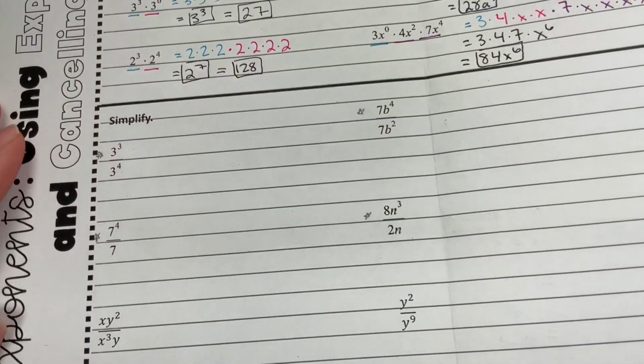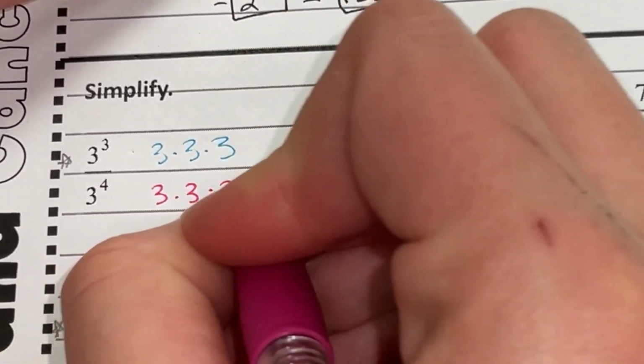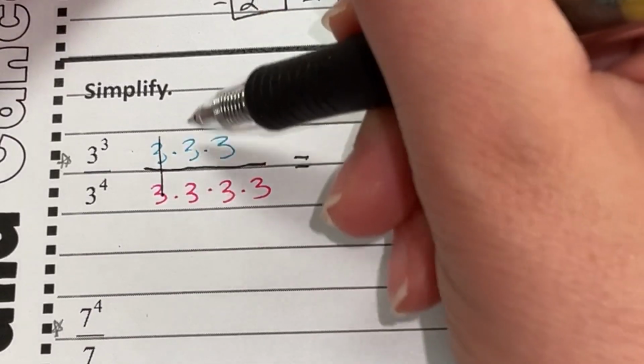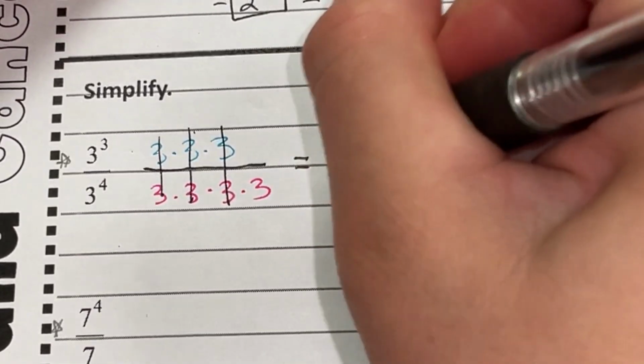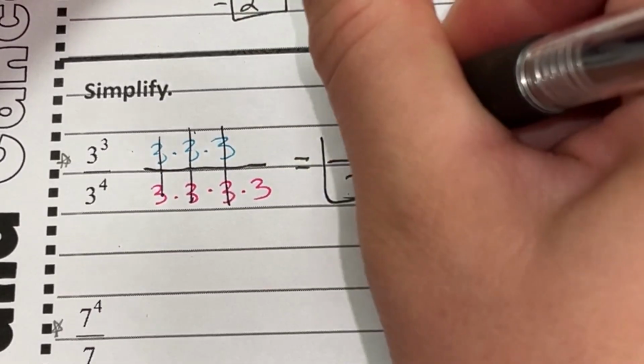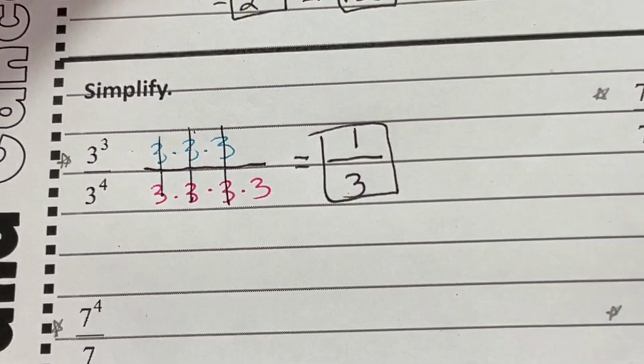Well, let's do a couple more. So we have 3 to the 3rd up top, so that means there's 3 3's. We have 4 3's on the bottom. That was hard to say. Here's my fraction bar. I'm going to cancel out my pairs. So this is a pair, this is a pair, this is a pair. So we're left with a 1 on top over a single 3. And that's my final answer.